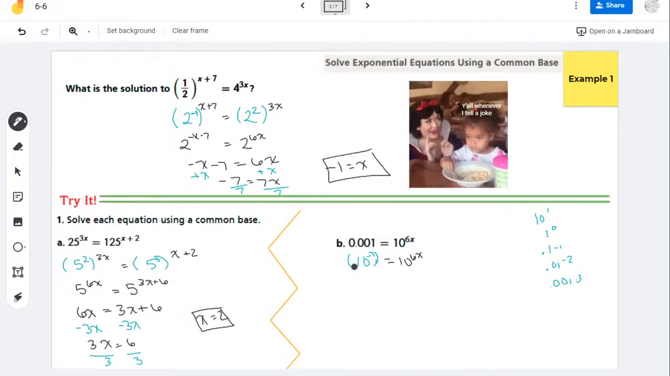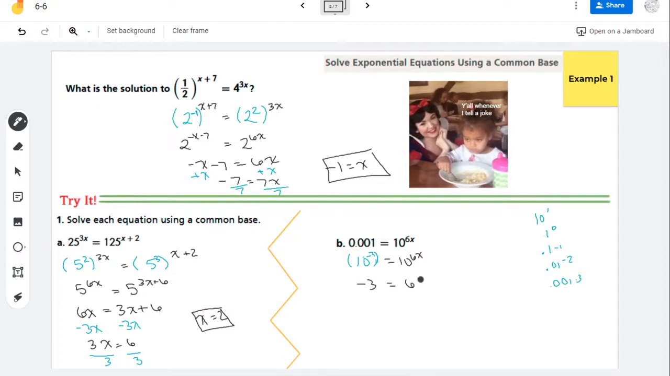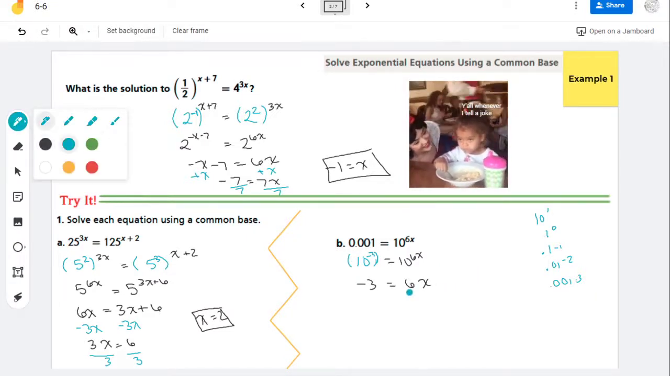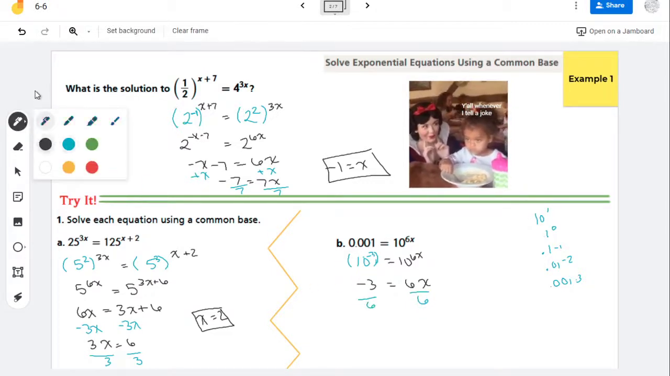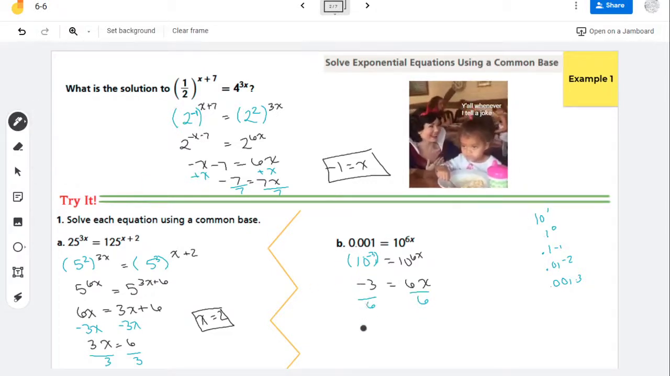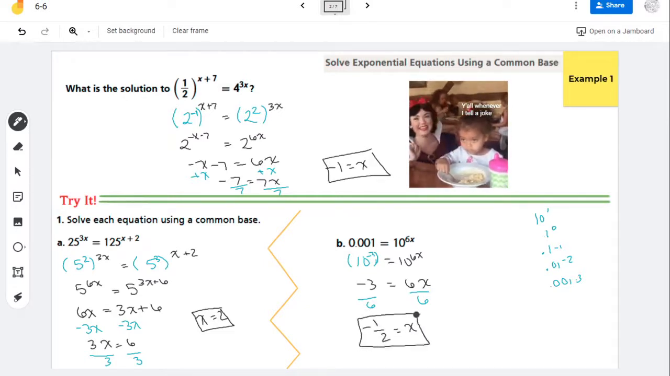So now that I have two expressions with 10 as my base, I'm going to go ahead and set them equal to each other. And then my last thing is to solve for x, so I'm going to go ahead and divide by 6 on each side. So -3/6 is -1/2, which is my x value.